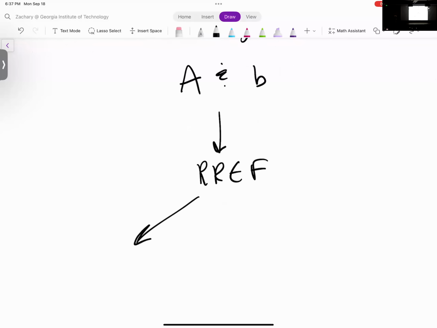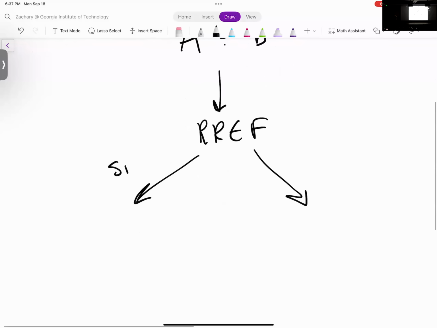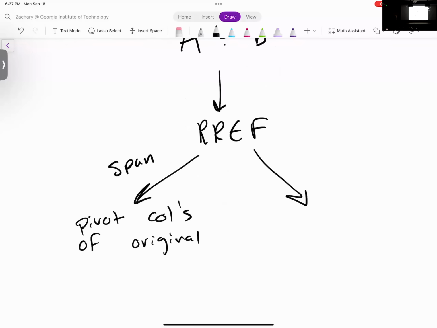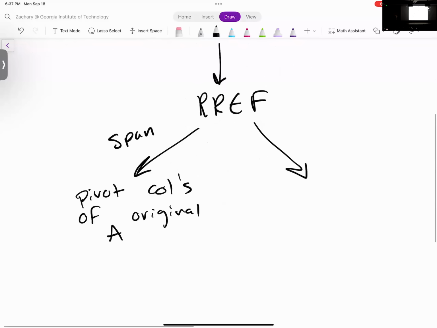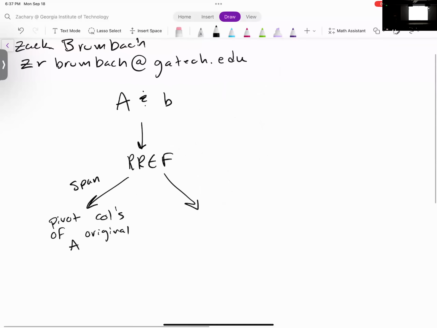So the difference is we're looking for span. Okay, we're looking for the pivot columns of the original A. And then I guess I'll turn this vertically.